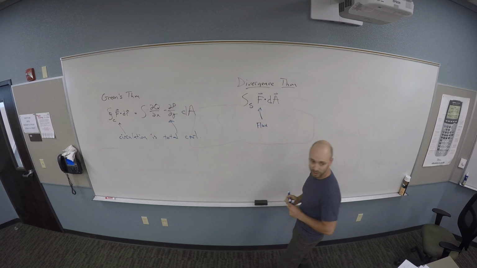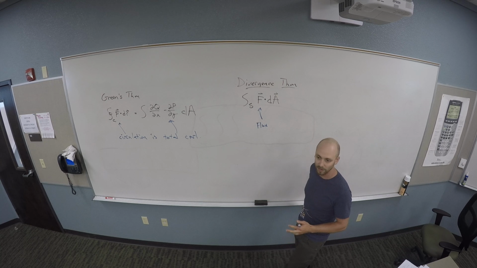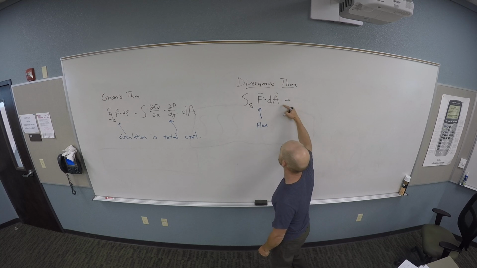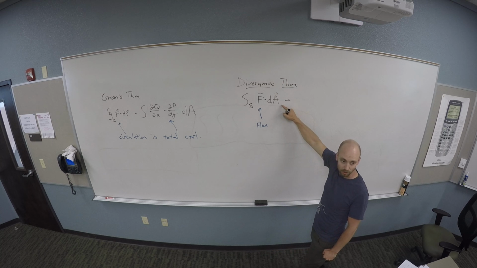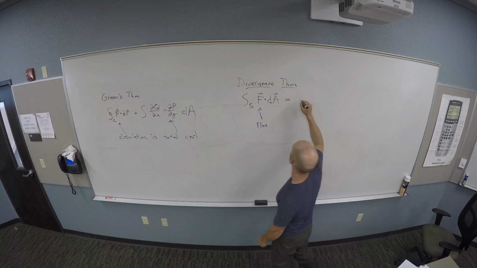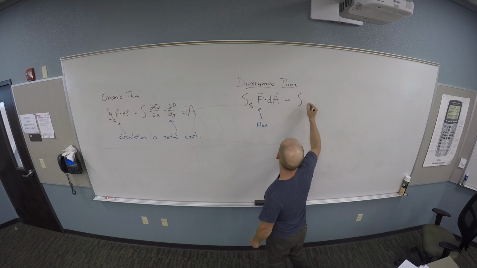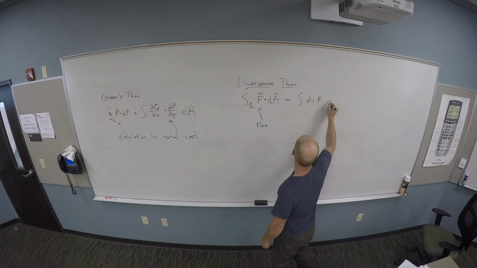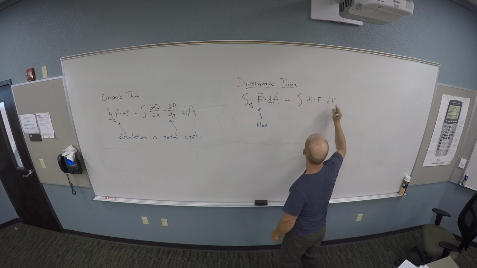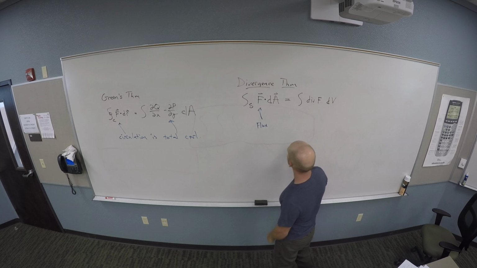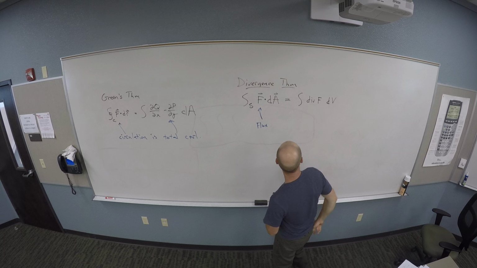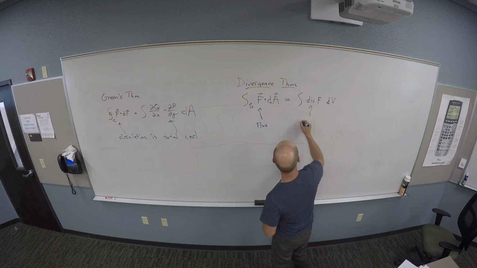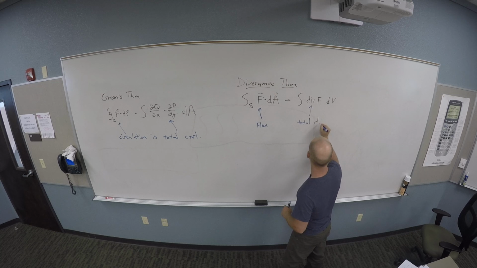So if I close that surface S, if I have a closed surface S, I could say that my flux integral is the sum of the divergence of F with respect to volume. So this is total divergence. Total divergence.